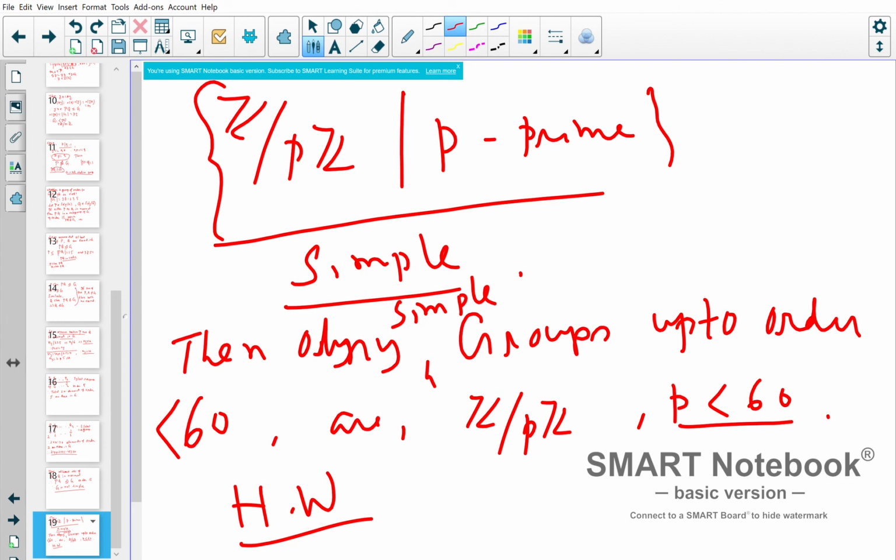The interesting example comes at the group of order 60. In this case you can check that you have a group of order 60 which is simple and is not of this form. It is called the alternating group, and this is A5. This problem I can maybe discuss next day. Okay, let me stop here for today's lecture.